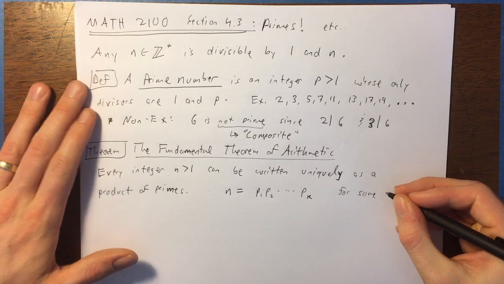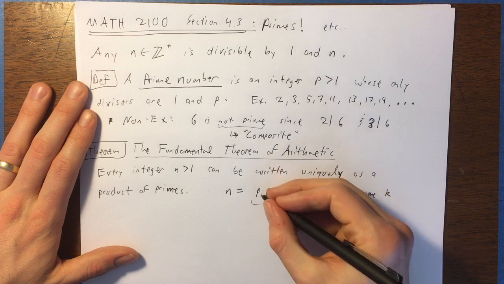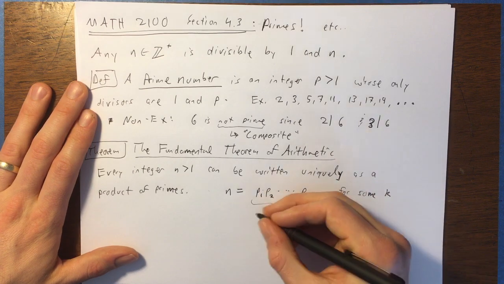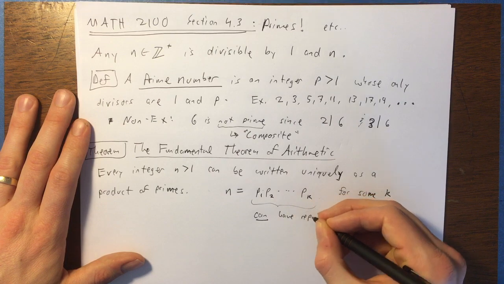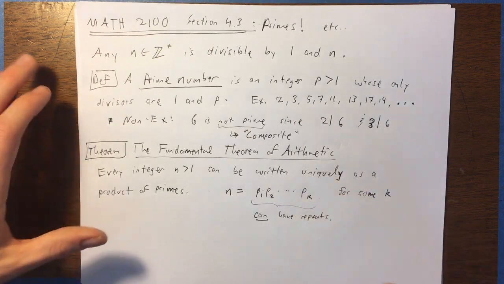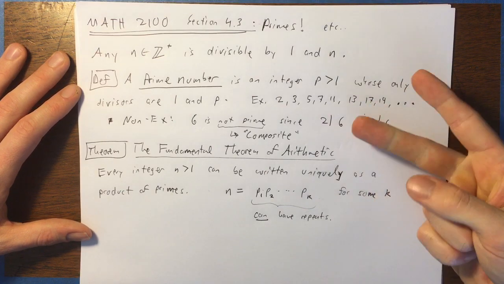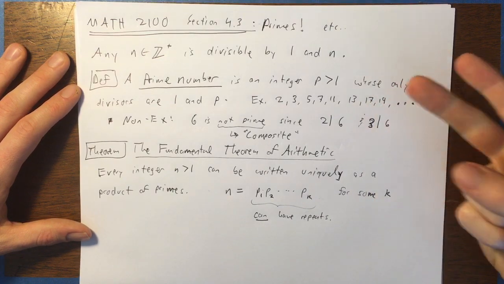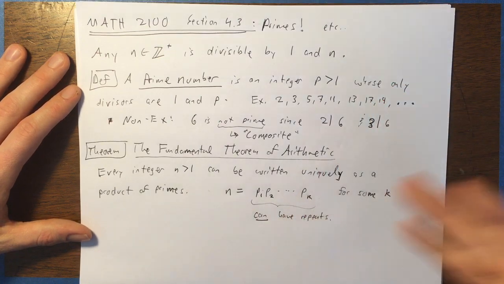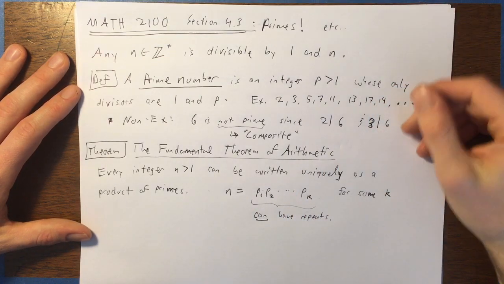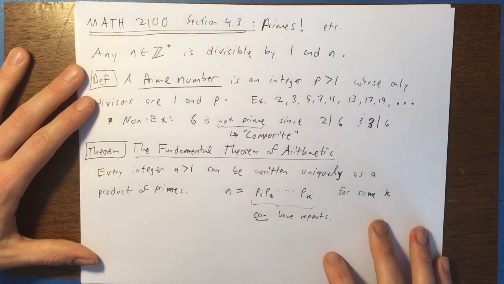And it should be pointed out that within this product of prime numbers, you can have repeats. So 2 is a prime number. You could have 2 times 2 times 2 times 2. That would be p1, p2, p3, p4. It could be that all of those are the same number. Or you could have 2 times 2 times 5 times 7 times 11, or whatever. And that would be another decomposition.